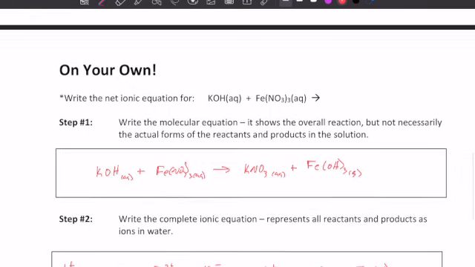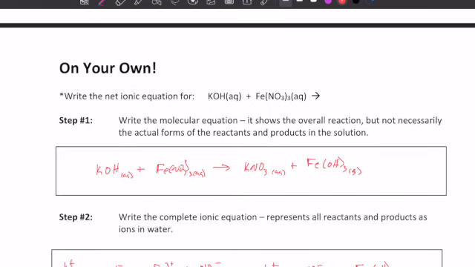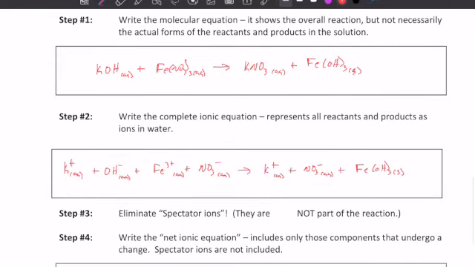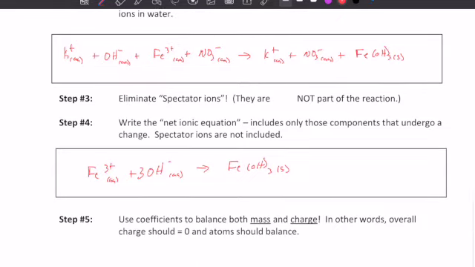Okay, so here's what you should have. We wrote our molecular equation here, just like we've been writing it. We should find that iron hydroxide is our precipitant here. For our net ionic equation, everything that is aqueous, we break apart into its ions. So potassium ion plus hydroxide ion plus iron 3 ion plus nitrate ion then produces our potassium ion, our nitrate ion, and our iron 3 hydroxide precipitant. And then here is our final net ionic equation.